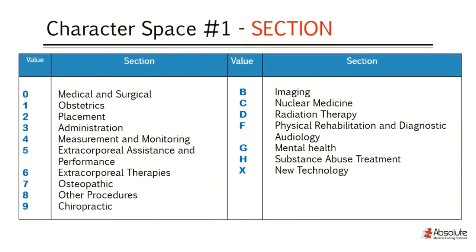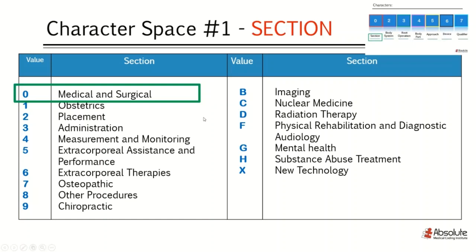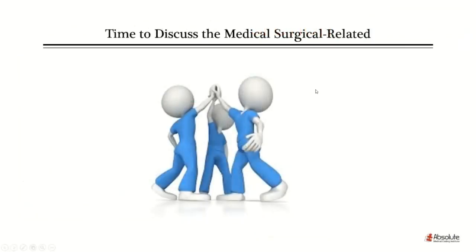Previously, we learned about the PCS code, specifically the characters of a PCS code. We first began discussing, in part one, the medical and surgical section of the book. We learned that of the seven characters, the first character describes the section in the book. And we also learned that when that first character is 0, you know you're coding from the medical surgical section of your book. So, congratulations. You've graduated. And now we will begin learning about the medical surgical related section.